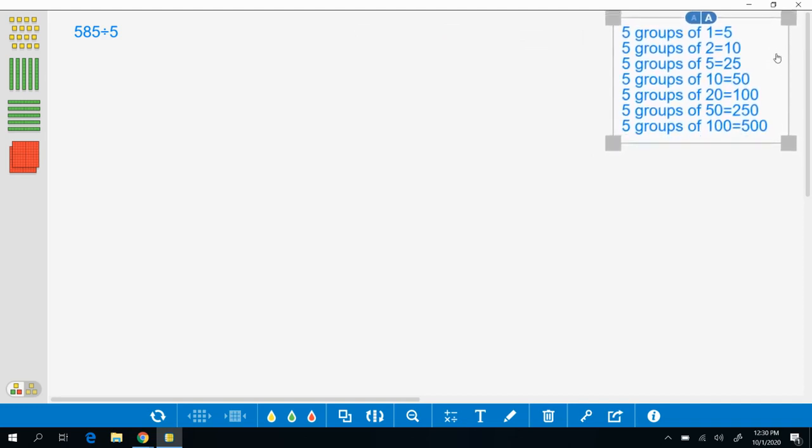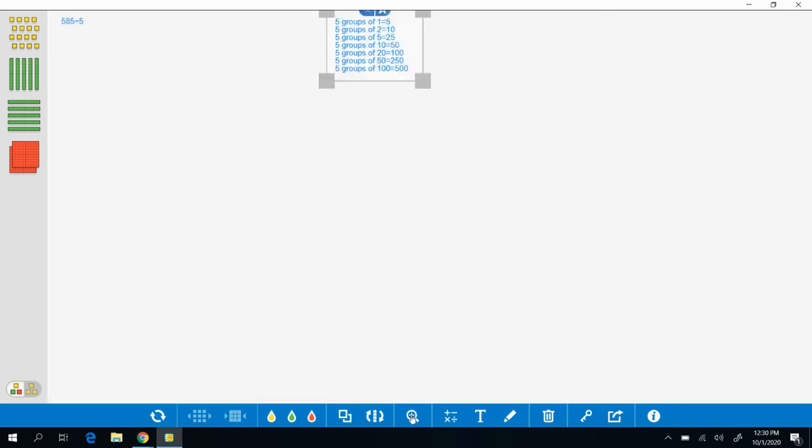So just a little pre-thinking about what I know when dealing with 5 groups, just some friendly numbers. So 5 groups of 1, or 5 times 1 is 5, 5 times 2, 10, 5 times 5, 25, 5 times 10, 50, 5 times 20, 100, 5 times 50, 250, and 5 times 100, 500.